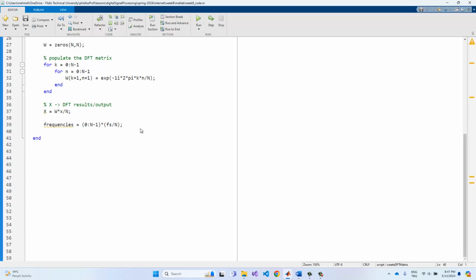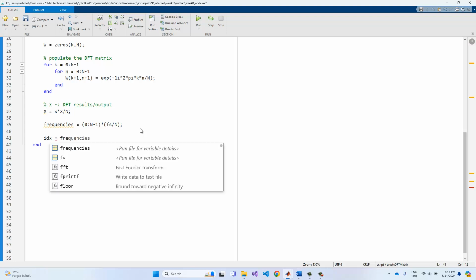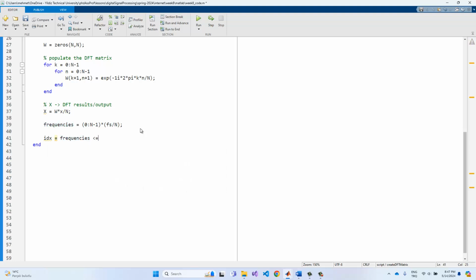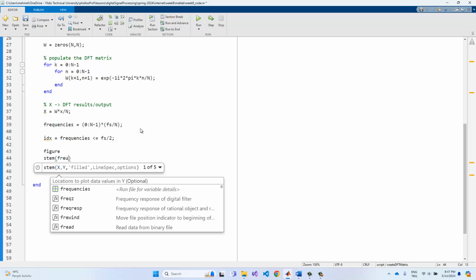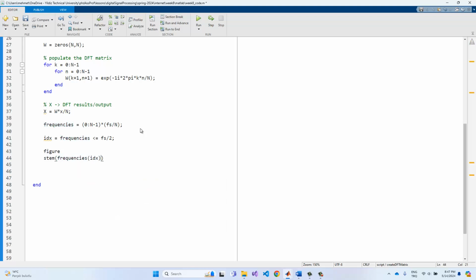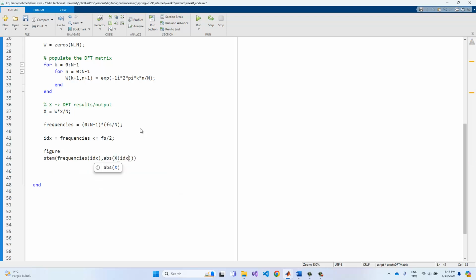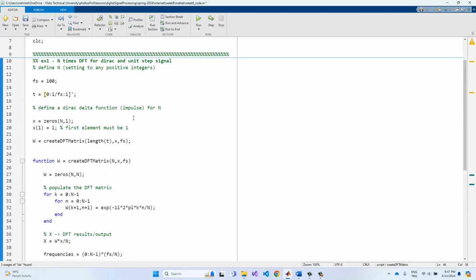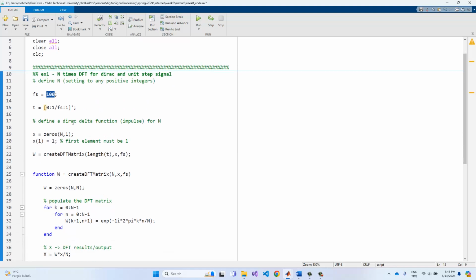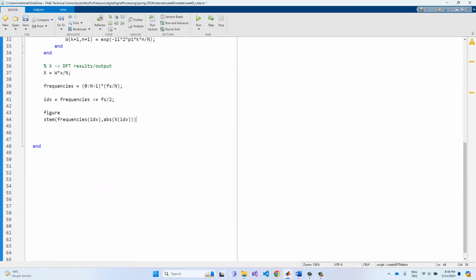Okay? And so we need to give the idx in here, which is equal to the frequency values smaller than or equal to fs/2. Okay? And after that, we need to create the figures, just like this one. And so the stem of the frequency, and idx, this is the index of 0 to 50. The absolute value should be taken, just like this one, x, and also idx. Okay? Because the Nyquist criteria tells us that if we set 100 in here, we can search the 0 to 50 frequency ranges, just like this one.